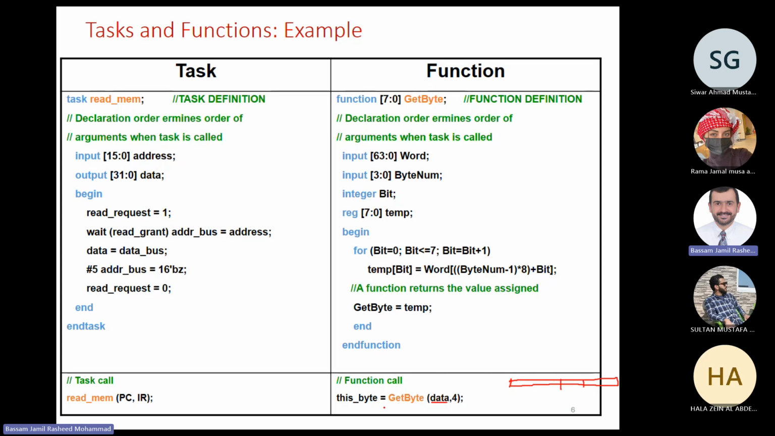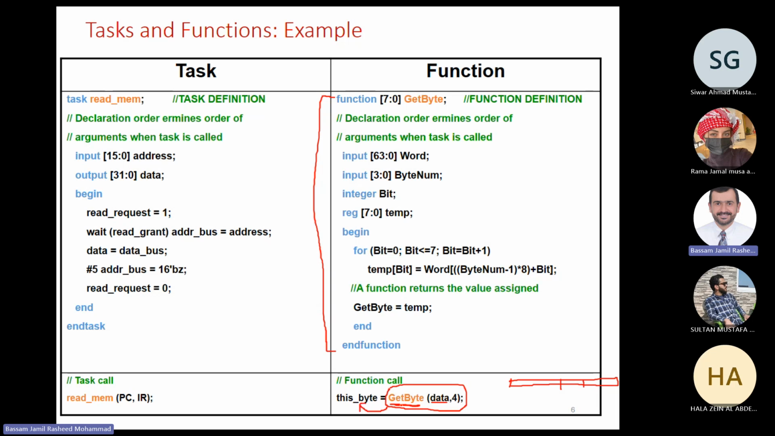So what do I do? I write a function called get byte here. First of all, the very first thing you notice is that get byte, as a function, returns a value, and the value comes with the name of the function, which is get byte. In other words, this will have the value of the fourth byte from the data, and we're going to assign it to this variable right here.